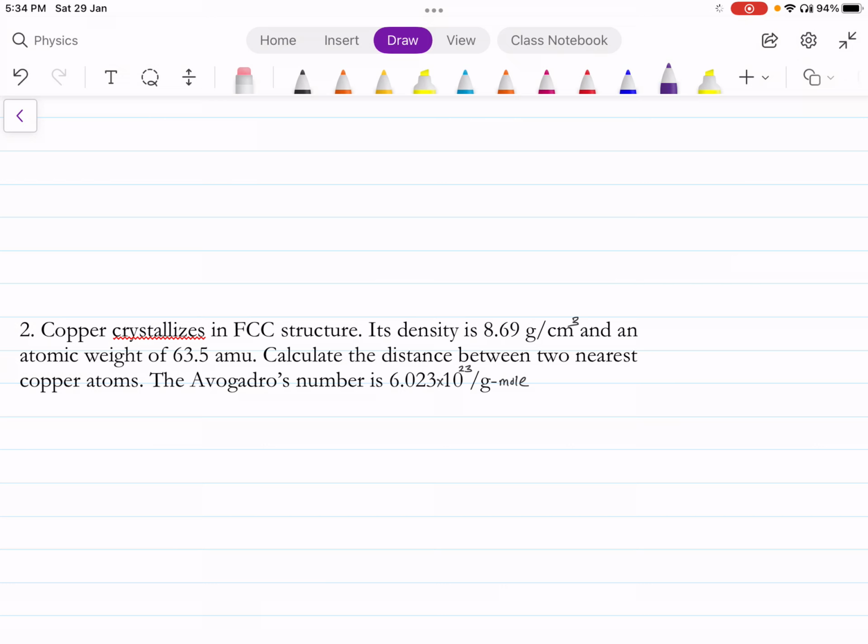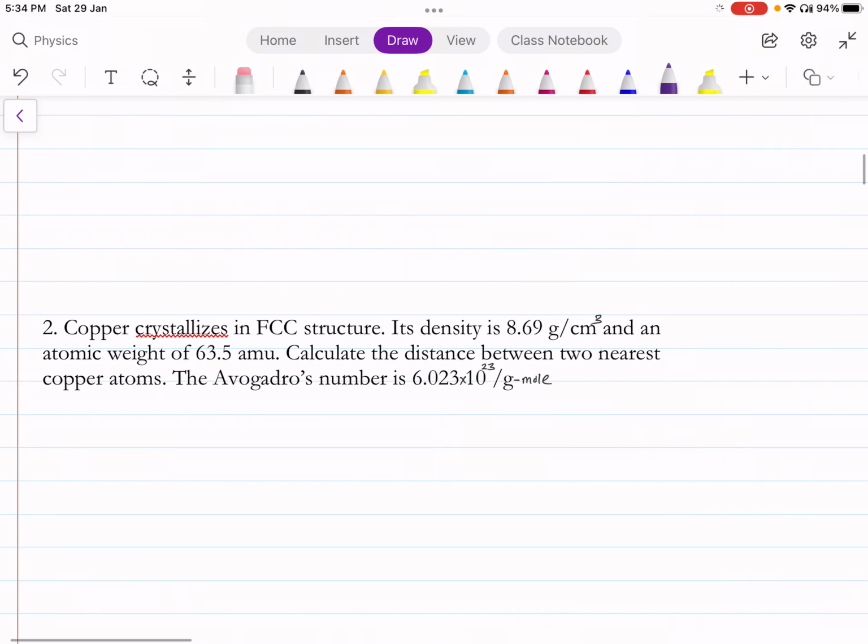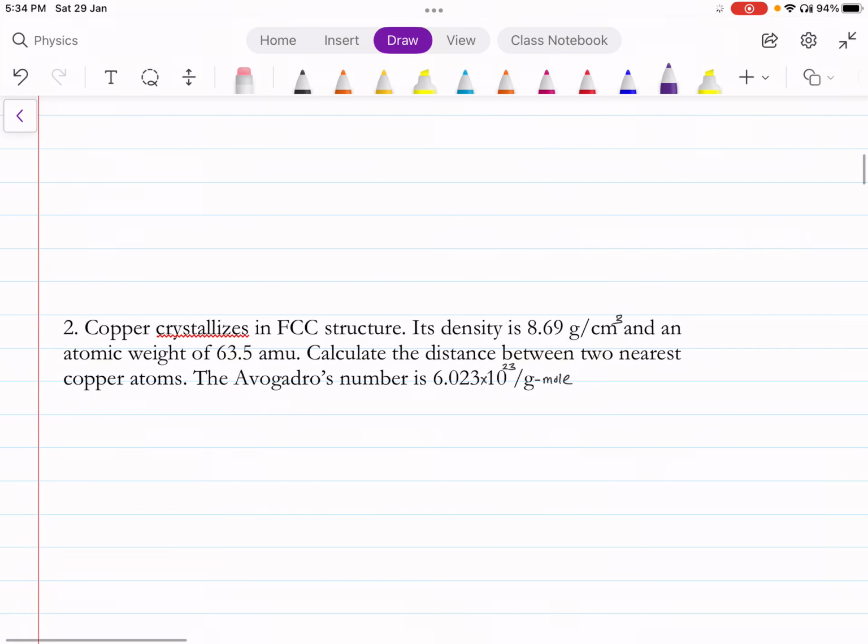Sum number 2: copper crystallizes in FCC structure. Its density is 8.96 gram per centimeter cube and its atomic weight is 63.5 AMU. Calculate the distance between the two nearest copper atoms, and Avogadro's number is given. It is not necessary that every time Avogadro's number would be given; you must know Avogadro's number. So let us see what the given quantities are.